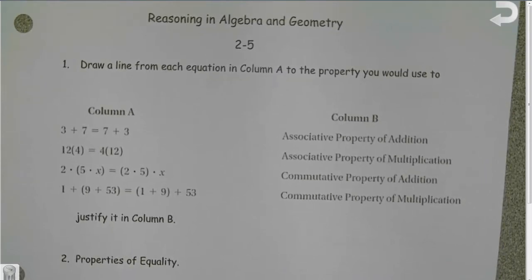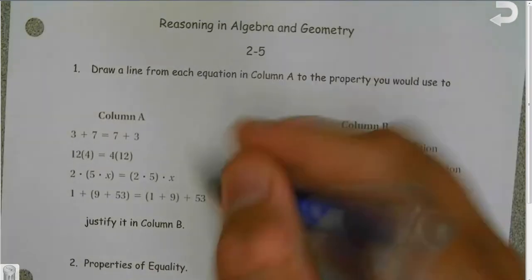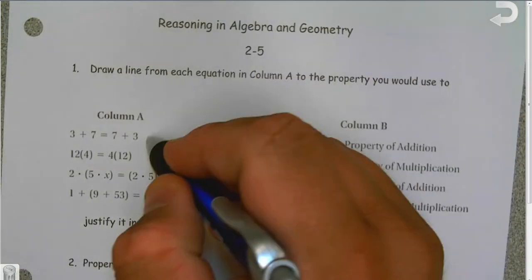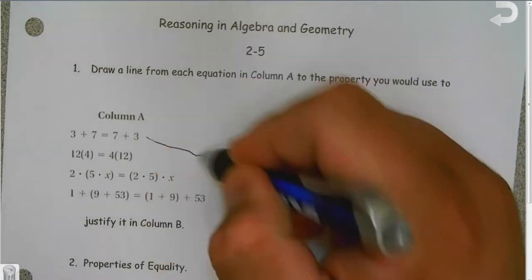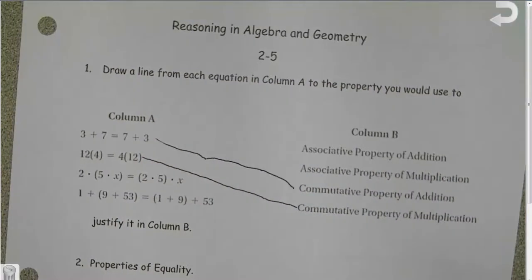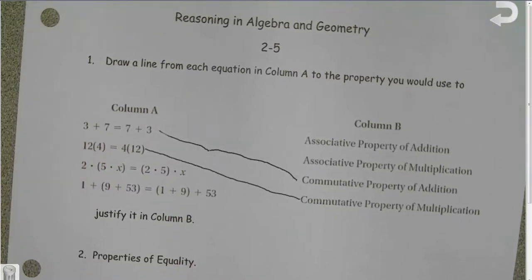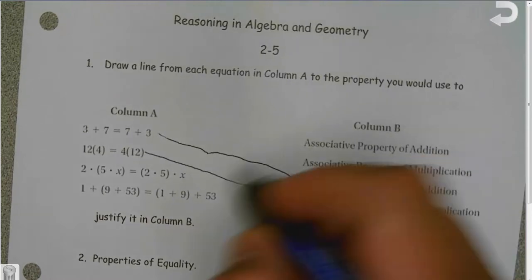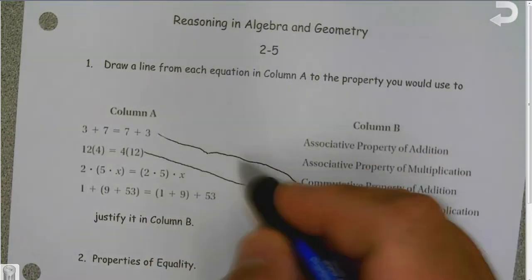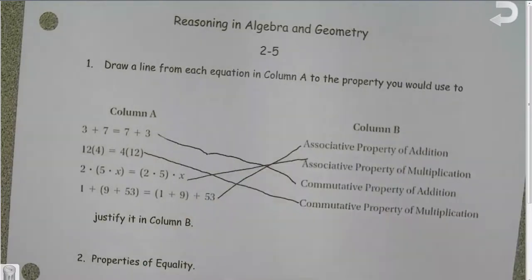The first one I want to talk about is commutative, and that's when something changes order. So if you notice here in column A, commutative property of addition and commutative property of multiplication. That's when the stuff changes order. Associative is when we move parentheses. So we're just going to go ahead and do that.